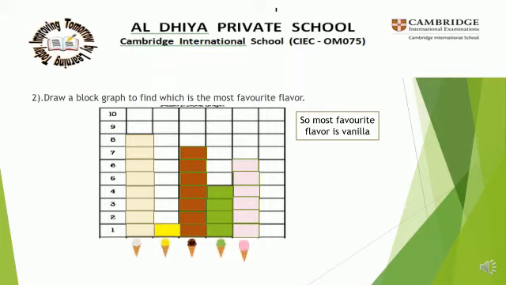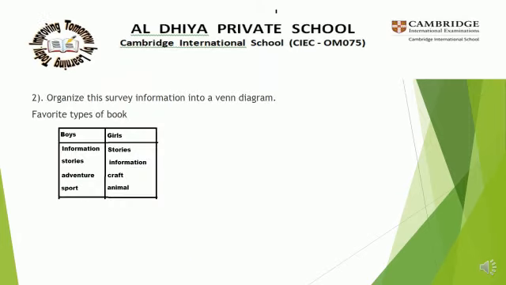So we can conclude the result by drawing the block graphs. So using this block graph, I can conclude that most of the favorite flavor of the students is vanilla flavor. You all understand this, students? Okay. See the next question.